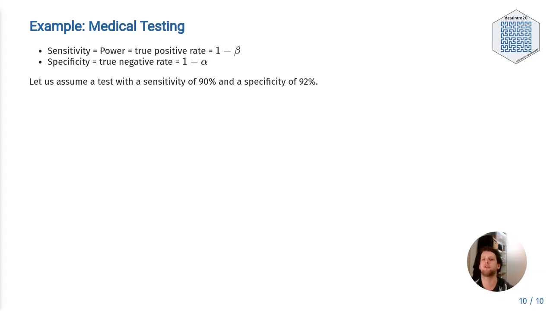There is another, more subtle problem called the base rate fallacy. As an example, we assume a medical test, testing for a certain condition. In medical testing, different words are used for the same concepts we defined above. So here we have sensitivity, which is the same as power, which is the same as the true positive rate, 1 minus beta. And we have specificity, which is the true negative rate, 1 minus alpha. Let's assume a test with a sensitivity of 90% and a specificity of 92%. When we visit a doctor to get a test and we get a positive test result, what is the probability that we are in fact positive?